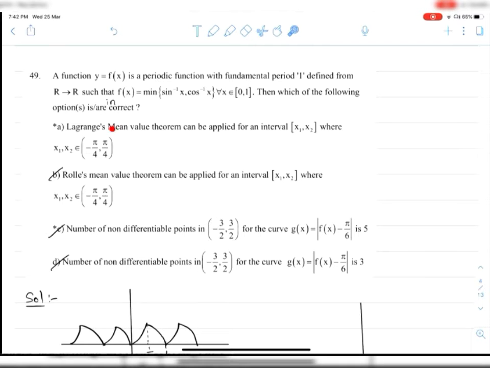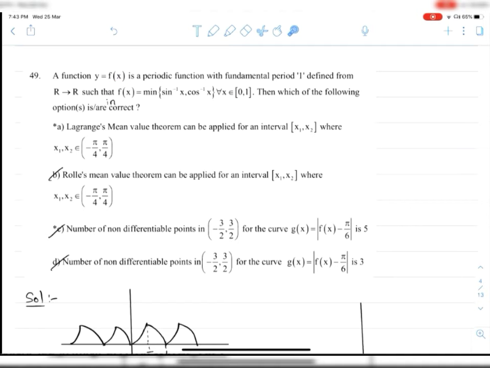So, Lagrange's mean value theorem can be applied for an interval x1 to x2 where x1, x2 belong to this set. Rolle's mean value theorem can be applied. Number of non-differentiable points in the open interval minus 3 by 2 to 3 by 2 for the curve g of x equal to modulus of f of x minus 5x. We have to just find the number of it. So first we'll go for this part.